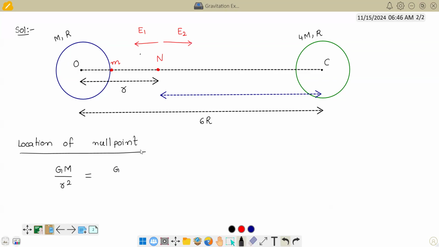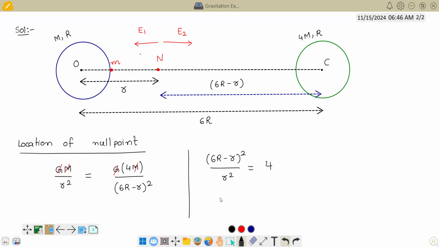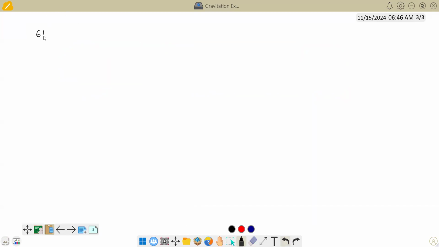So G into 4M divided by, if this is R, the total is 6r, so this one would become 6r minus R, whole squared. If I solve that, we can cancel GM, and bringing this to this side, we get (6r minus R) whole squared divided by R squared equals 4. Apply square root on both sides: (6r minus R) by R equals root 4, so (6r minus R) by R equals 2.